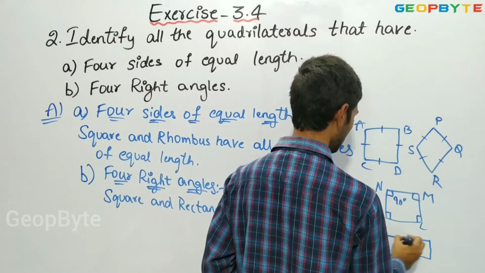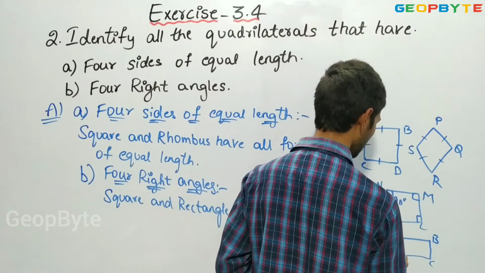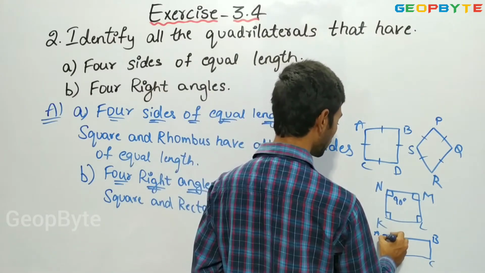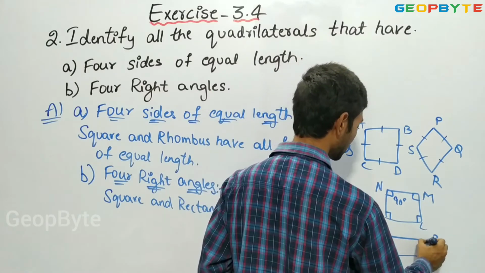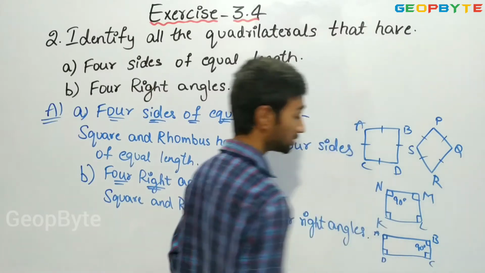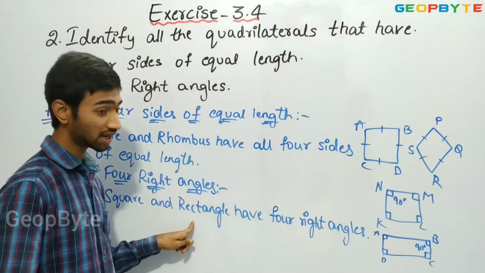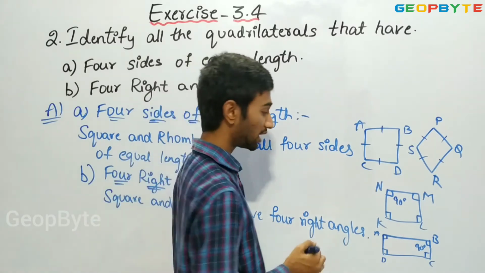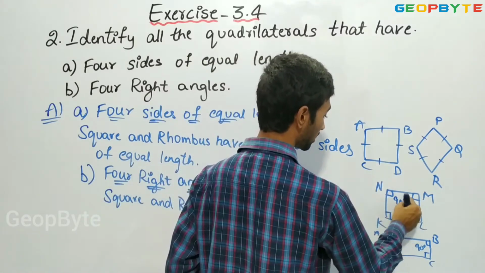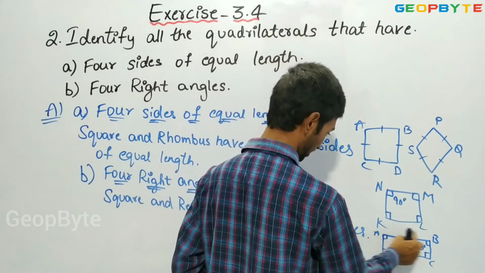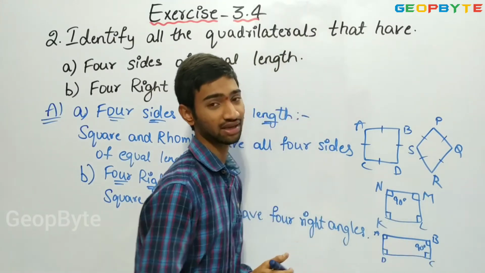Rectangle, let it be A, B, C, D. So in a rectangle also we have all 4 angles equal, that is 90 degrees. So that is the reason square and rectangle have 4 right angles. Right angle means 90 degrees. So all 4 angles are 90 degrees, and here also at every angle we will have 90 degrees.